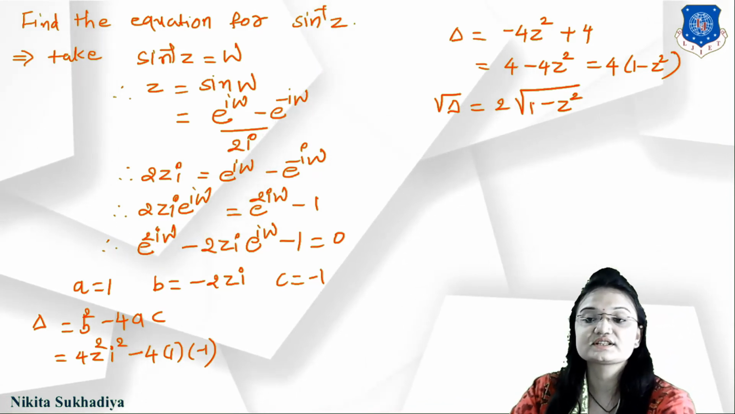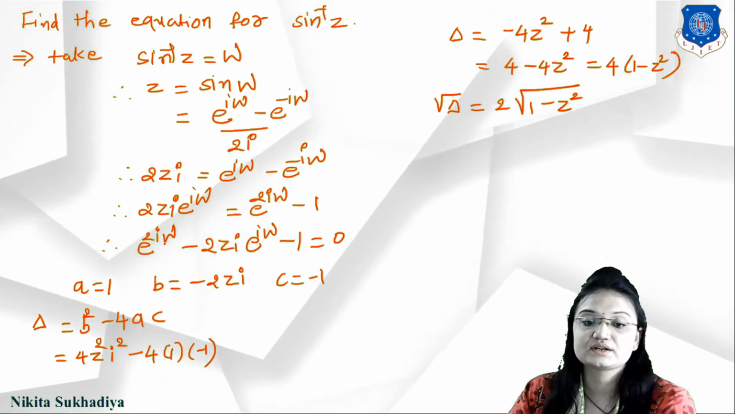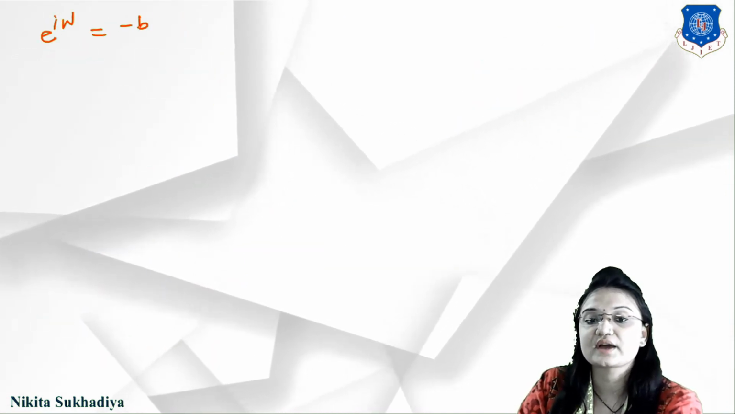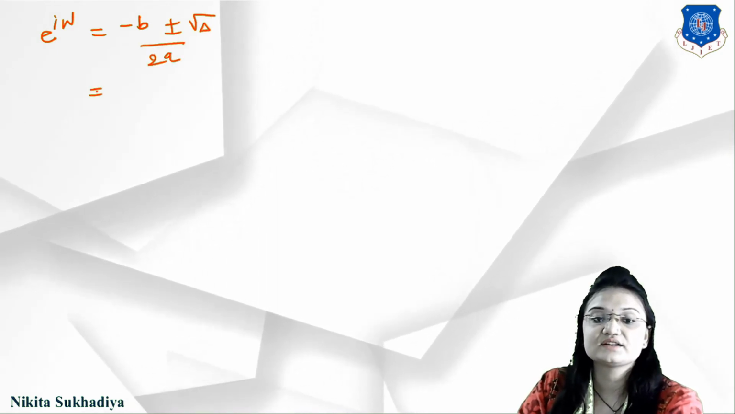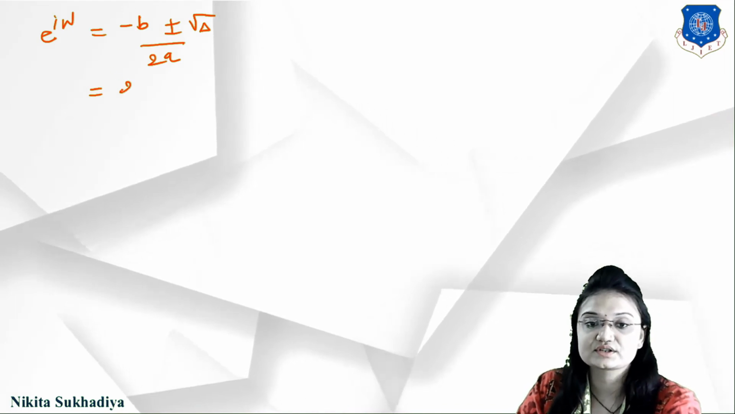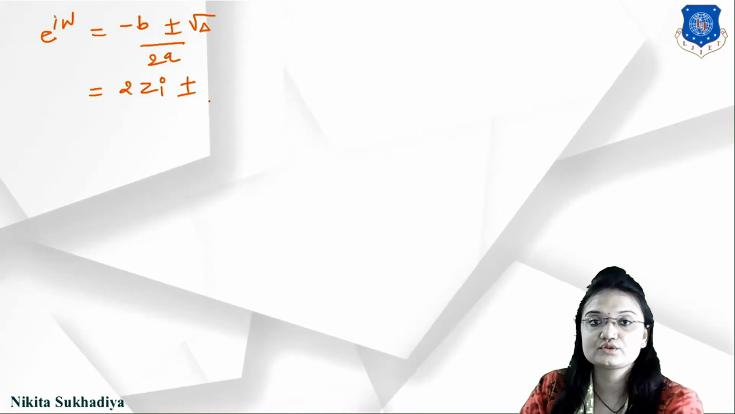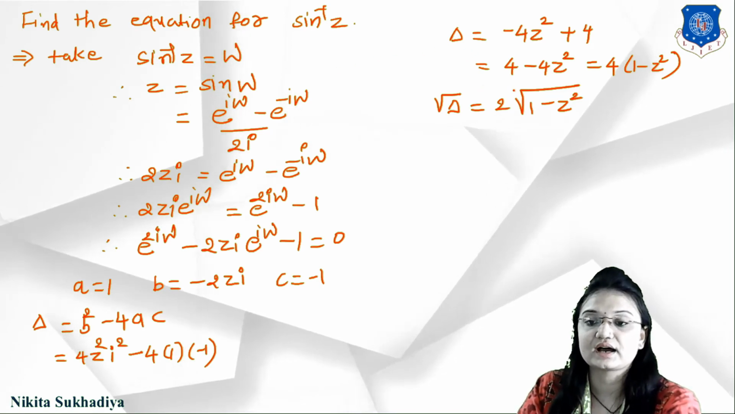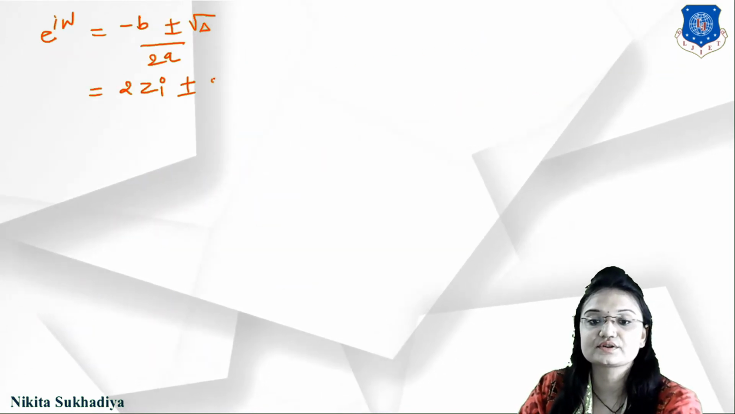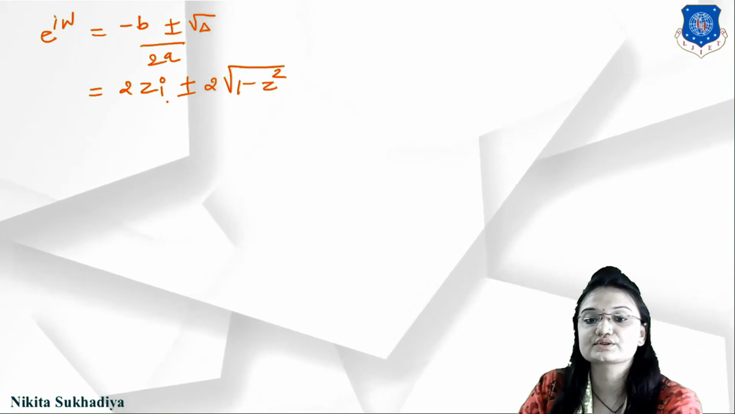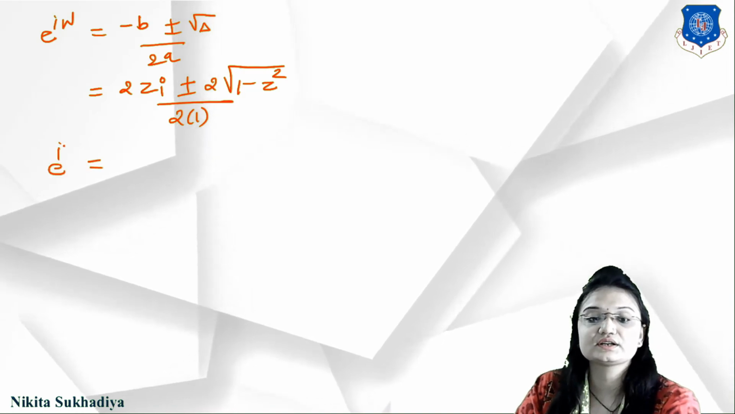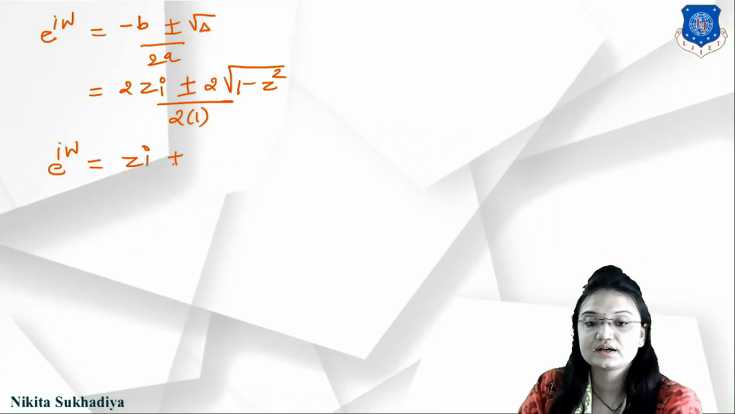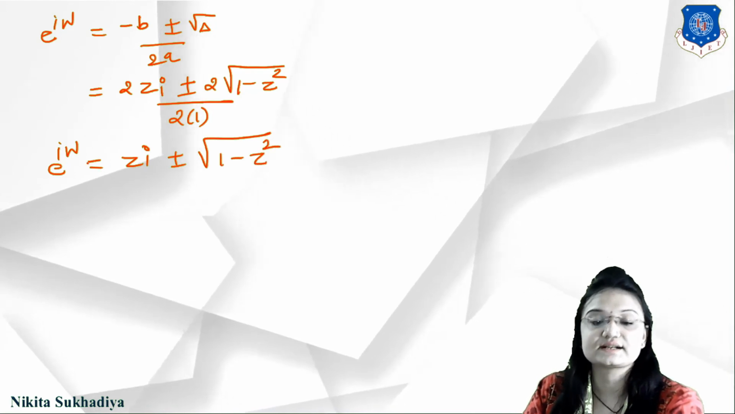Now this is the quadratic equation in e raised to iw. So we will get the answer for e raised to iw as minus b plus or minus under root of delta divided by 2a, and minus b is nothing but minus of minus 2zi. So this is 2zi plus or minus under root of delta, that is 2 under root of 1 minus z square, divided by 2 into 1. By taking 2 common, we will get e raised to iw is equal to zi plus or minus under root of 1 minus z square.